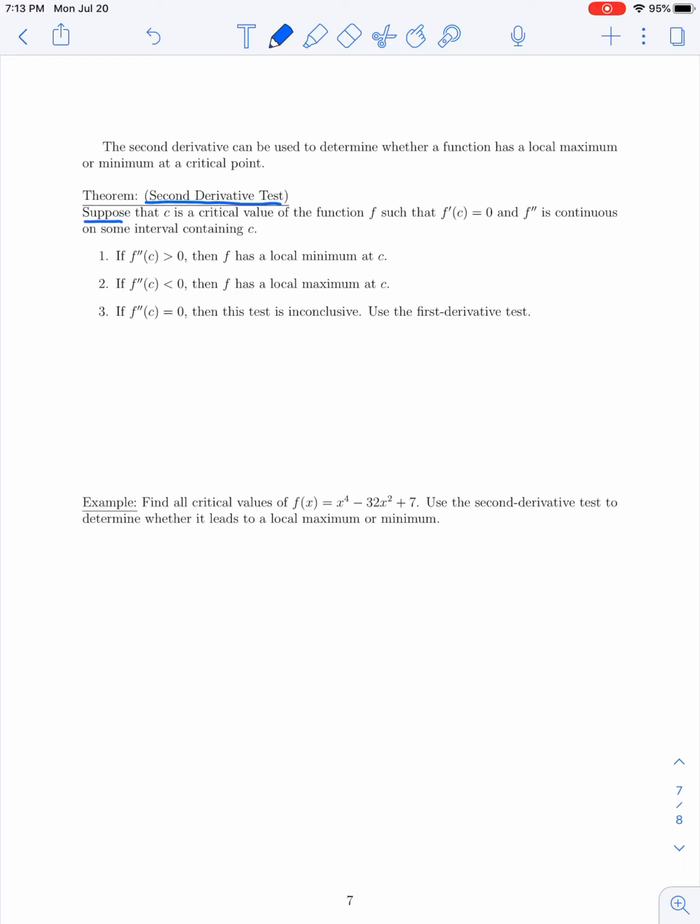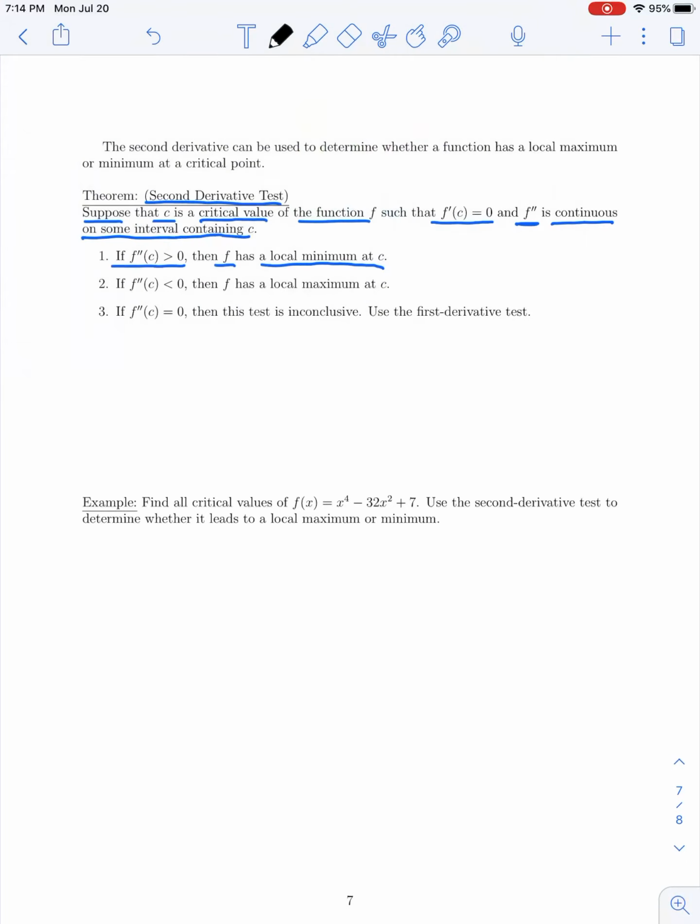So here's what it says. Suppose that a function has a critical value of c, and f prime of c is 0. And the second derivative, f double prime, is continuous on some interval containing c. So this second derivative test has one of three results. The first result is if the second derivative of our function at the critical value is positive, that means that f has a local minimum at that point c.